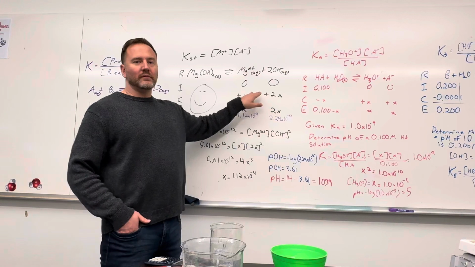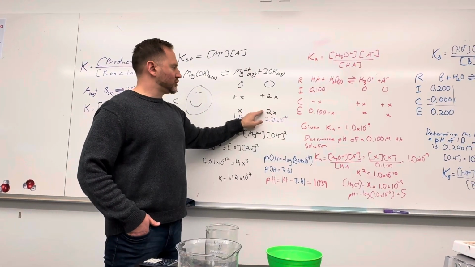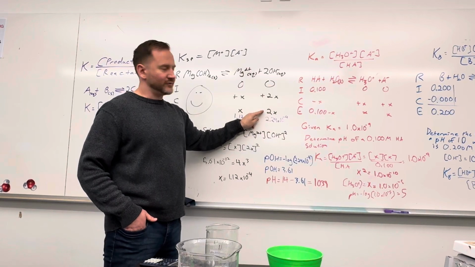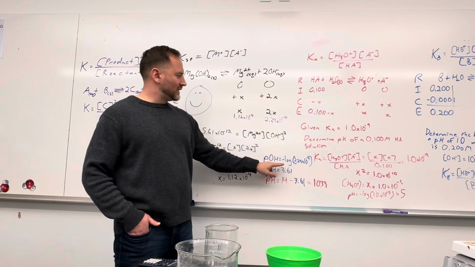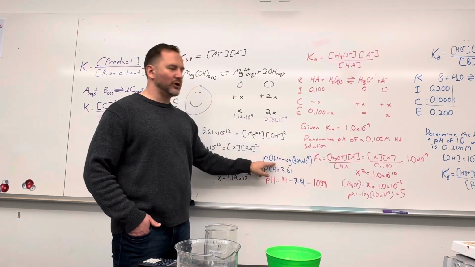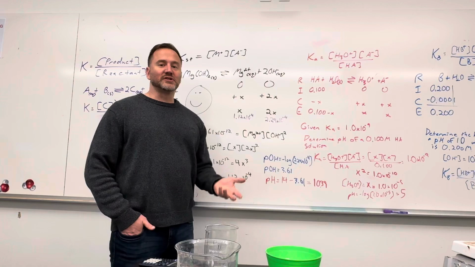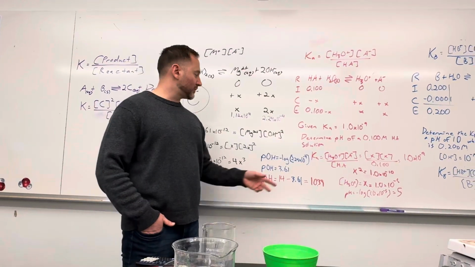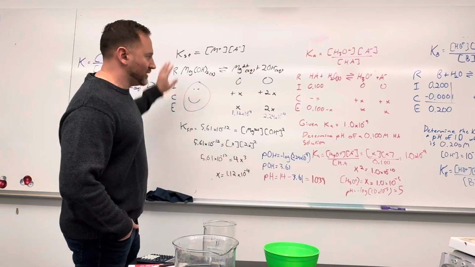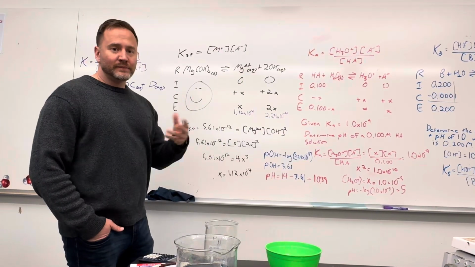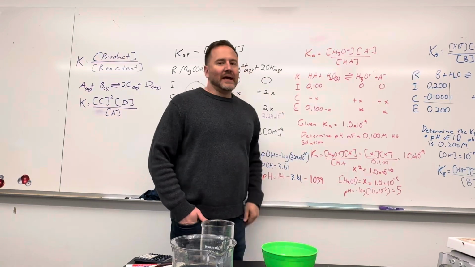Going back to our RICE table, at equilibrium, we're going to have 2X hydroxide ion. So that means that's our hydroxide ion concentration. And when we take the negative log of that value, we get our pOH, which we find to be 3.61. Given that the pH is going to be 14 minus our pOH, the pH of this system would be 10.39. So we can use Ksp for weak metal hydroxides to get to our pH. For weak acids, we use something called Ka.